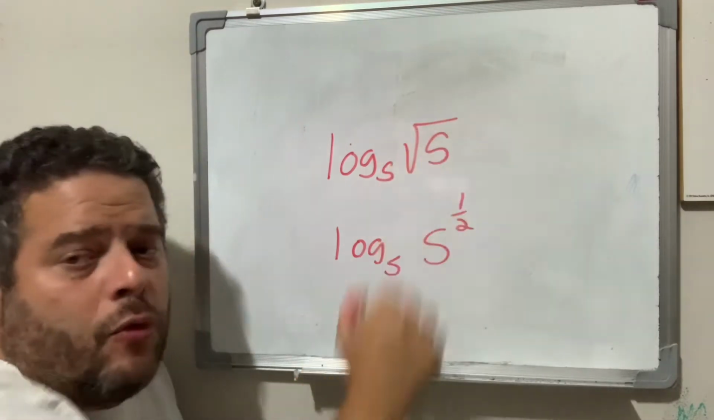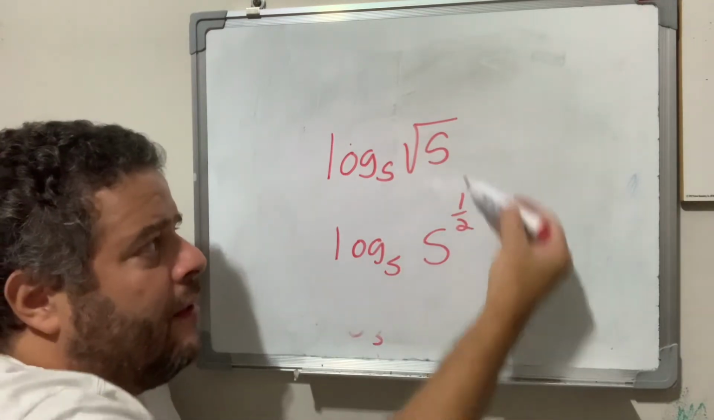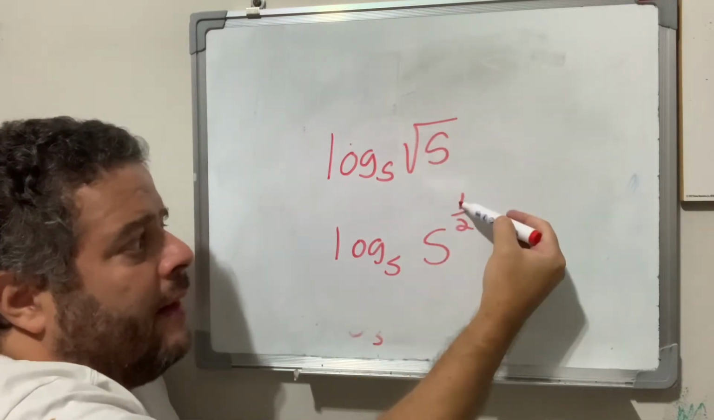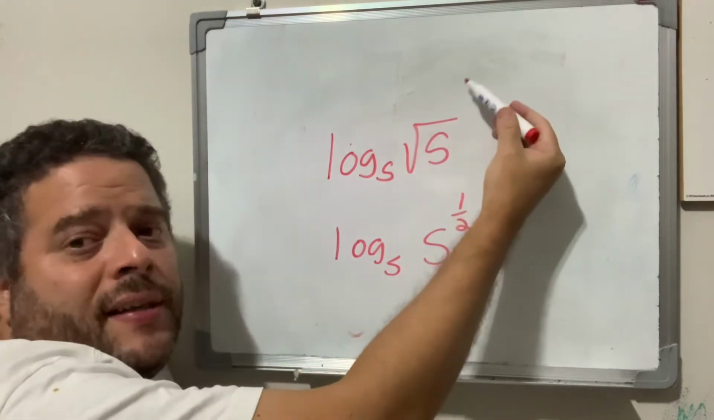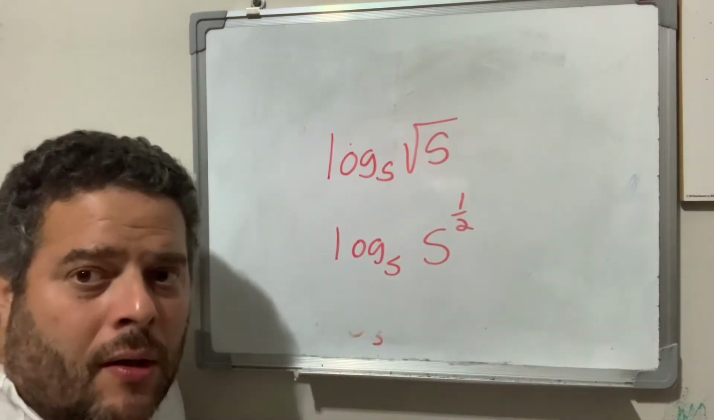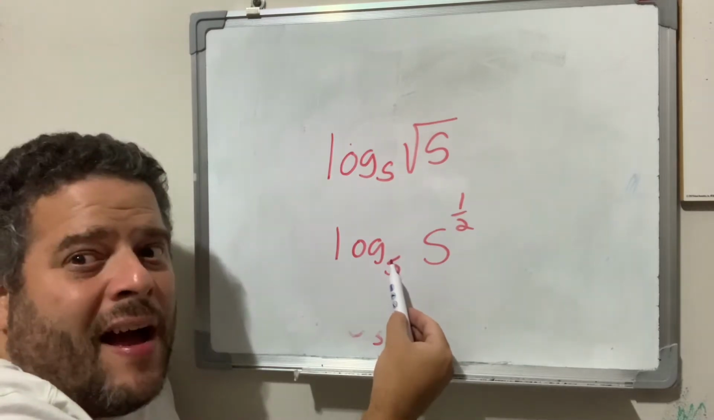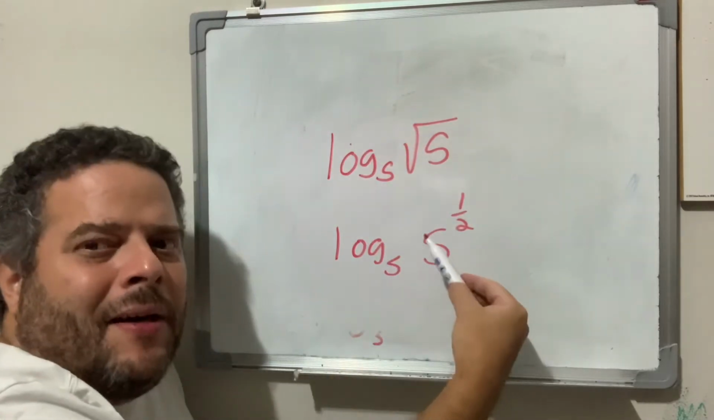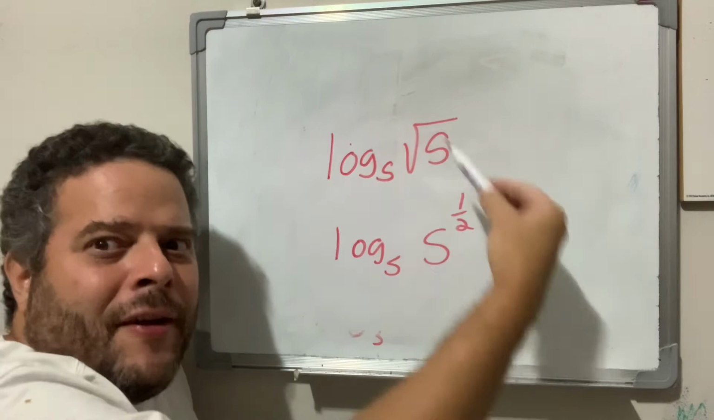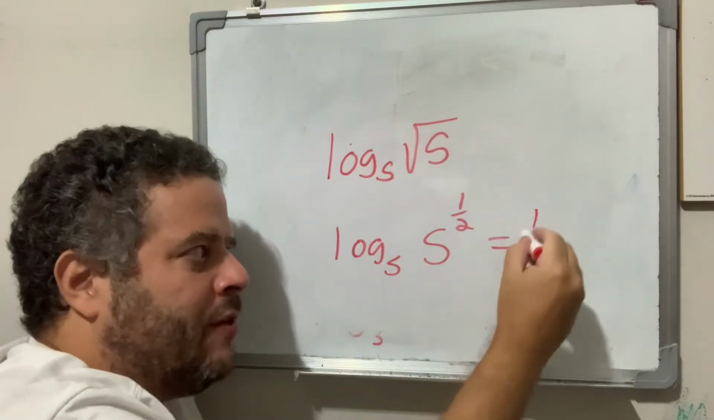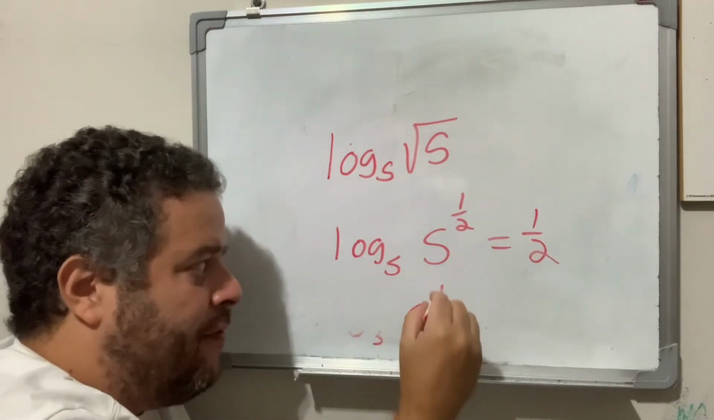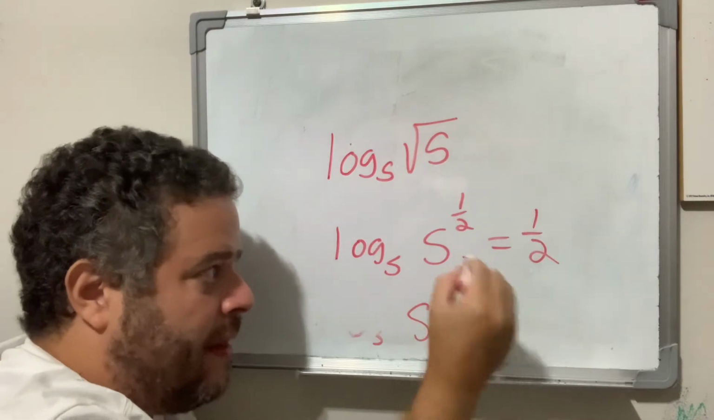1/2 represents square root. Remember, the denominator is the power of the root, and the numerator is whatever it's raised by, which in this case would be 1. So the question is real simple. What number do I raise 5 by to end up with 5 elevated to the 1/2? The answer would be straight up 1/2, because 5 elevated to the 1/2 will give me that number.